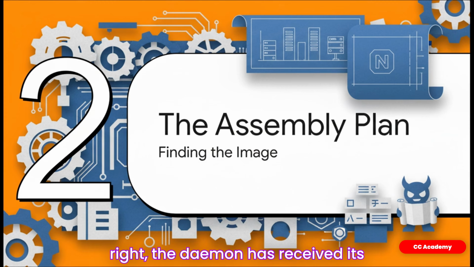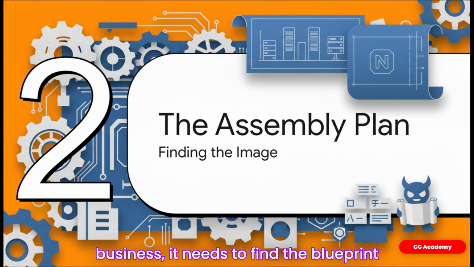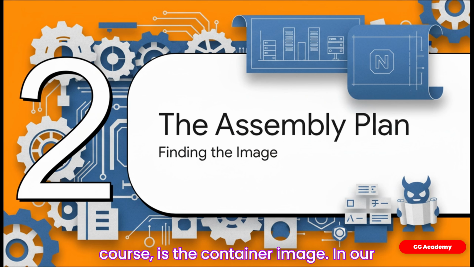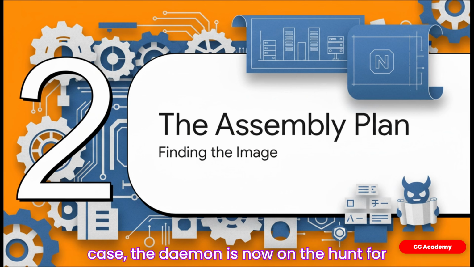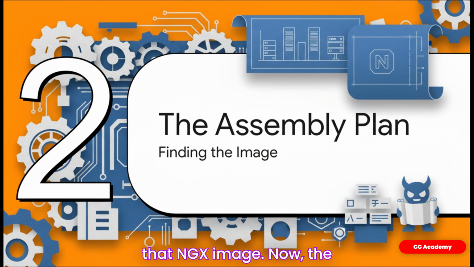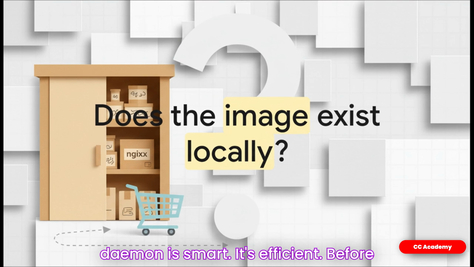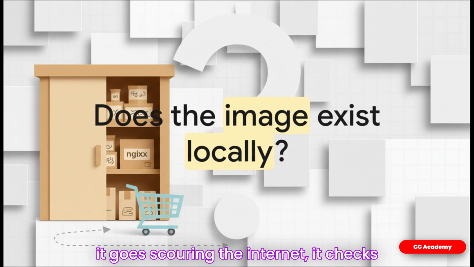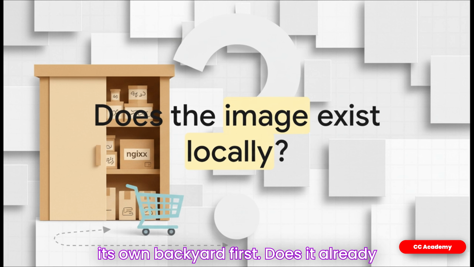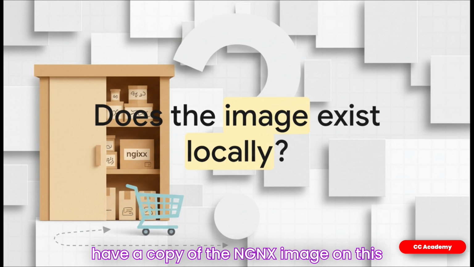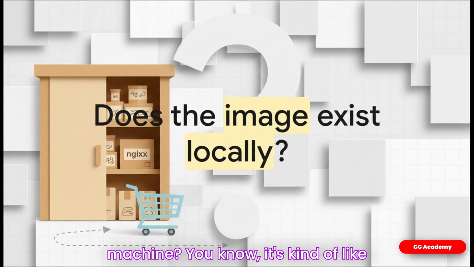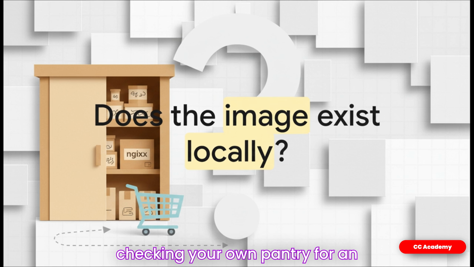All right, the daemon has received its instructions. Its first order of business, it needs to find the blueprint for our container. And that blueprint, of course, is the container image. In our case, the daemon is now on the hunt for that nginx image. Now, the daemon is smart. It's efficient. Before it goes scouring the internet, it checks its own backyard first. Does it already have a copy of the nginx image on this machine? It's kind of like checking your own pantry for an ingredient before you make a trip to the grocery store.